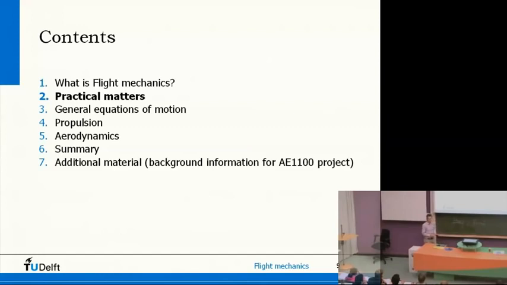And before I go into details of this course, just some practical matters like what book do you need, which chapters do you need to learn. And after that I'm going to treat three things basically. The general equations of motion. So point number 3, that's what you really should be able to do after this lecture. Points 4 and 5, propulsion and aerodynamics. They partly cover what you already know a little bit, but I'm going to extract what you know already to be able to apply it to the equations of motion. Finally, a summary and some additional stuff for the interested reader.